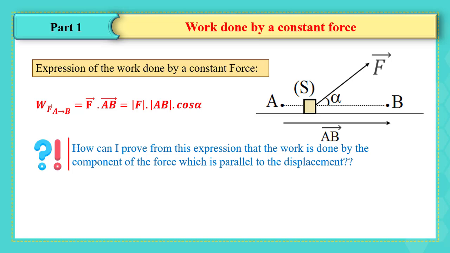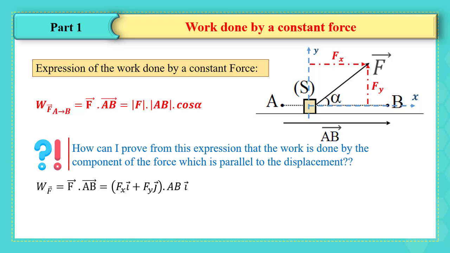Consider the adjacent figure where the displacement AB is horizontal and the force is oblique. We can say that part of the force is along the horizontal, represented by Fx, and another part is along the vertical and represented by the y component Fy. Then we can write the expression of work, F vector dot AB vector, as Fx i vector plus Fy j vector, all of it dot product with AB i vector.